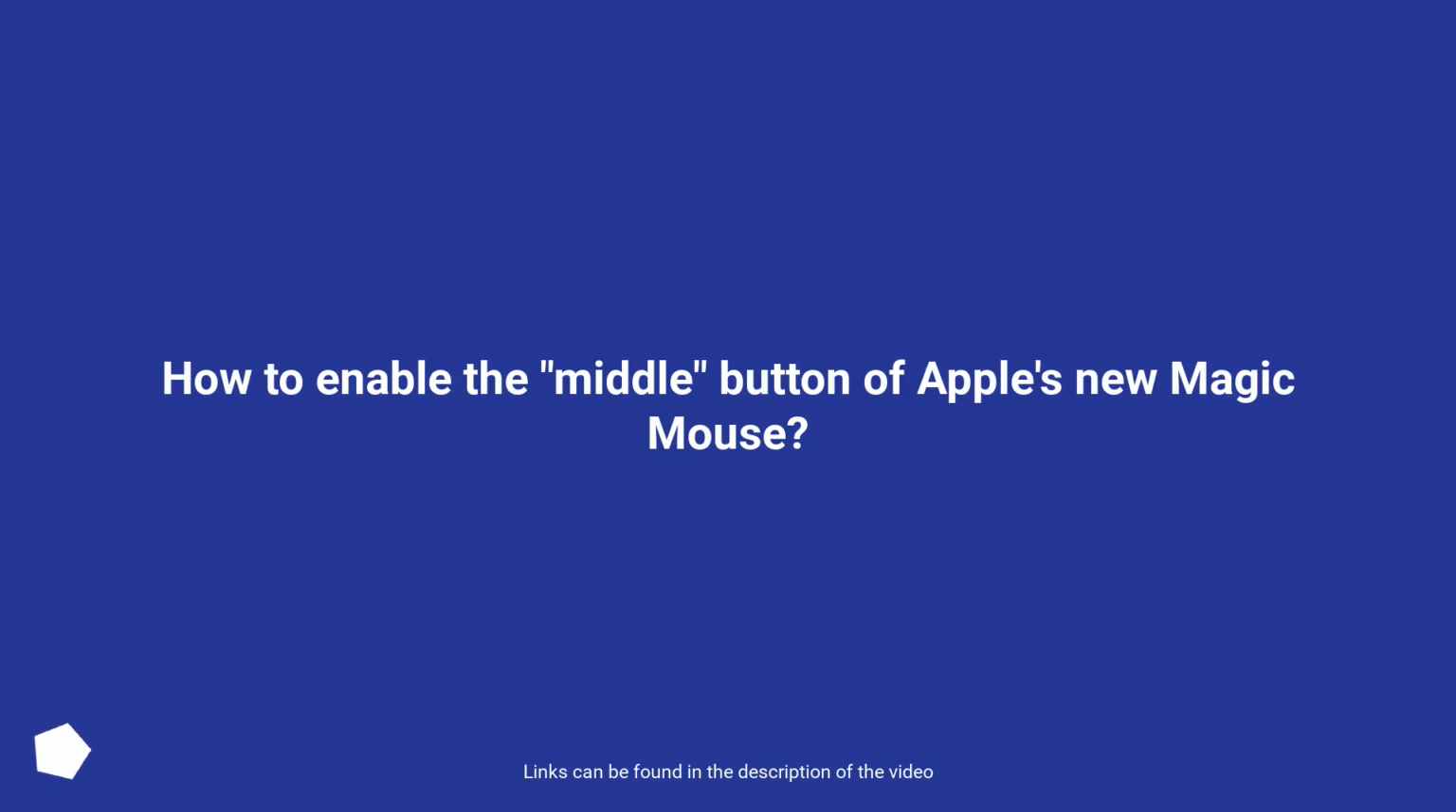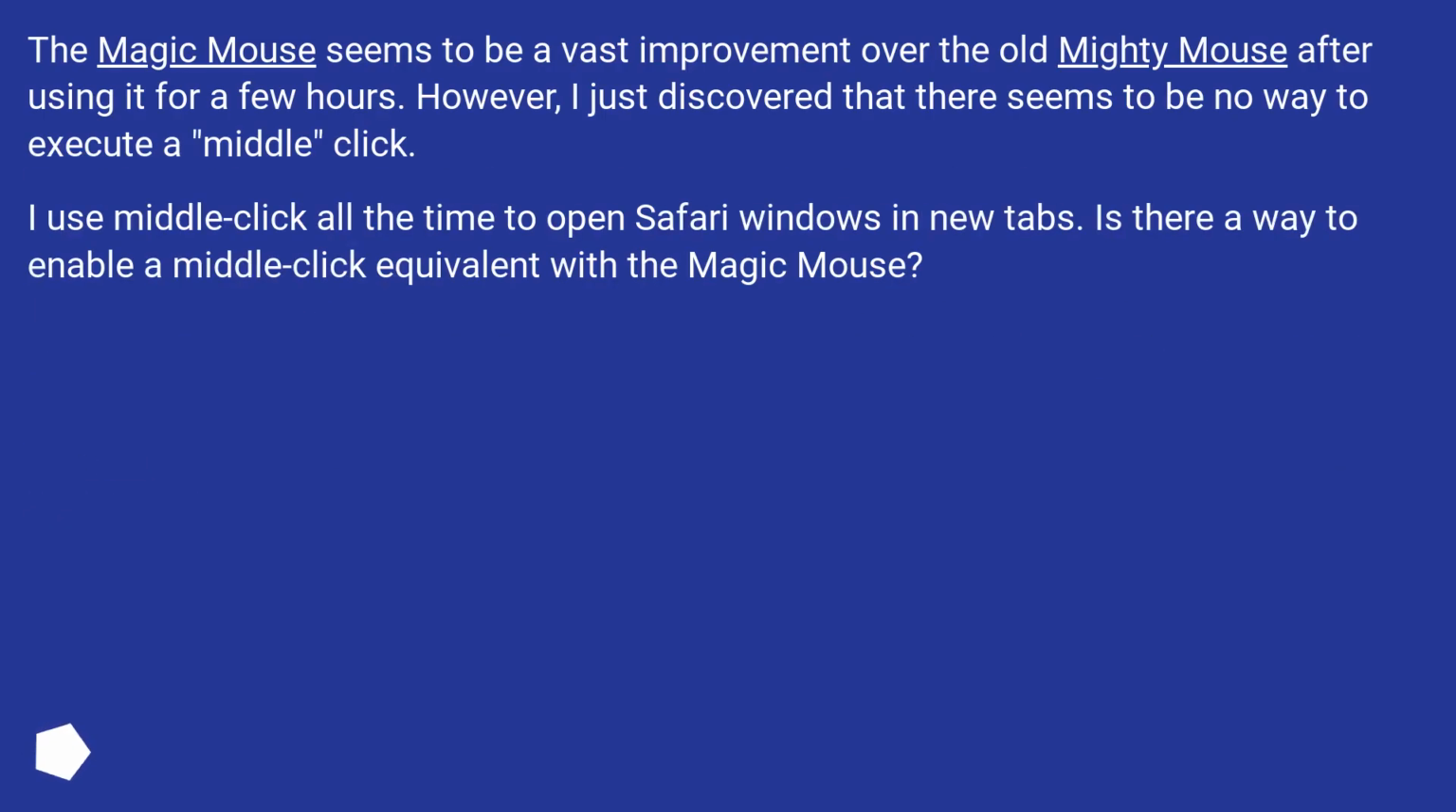How to enable the middle button of Apple's new Magic Mouse? The Magic Mouse seems to be a vast improvement over the old Mighty Mouse after using it for a few hours. However, I just discovered that there seems to be no way to execute a middle click. I use middle click all the time to open Safari windows in new tabs. Is there a way to enable a middle click equivalent with the Magic Mouse?